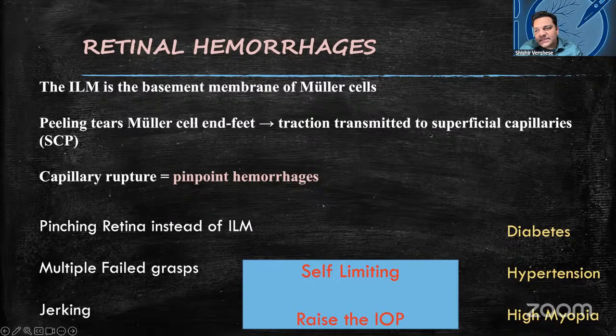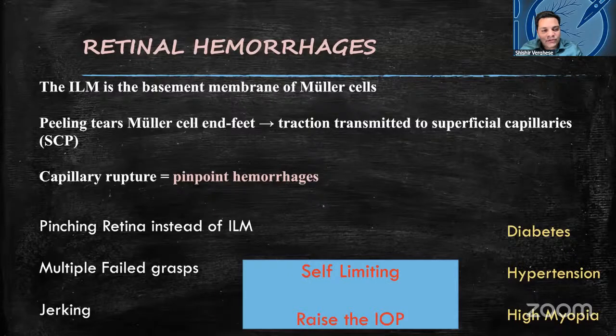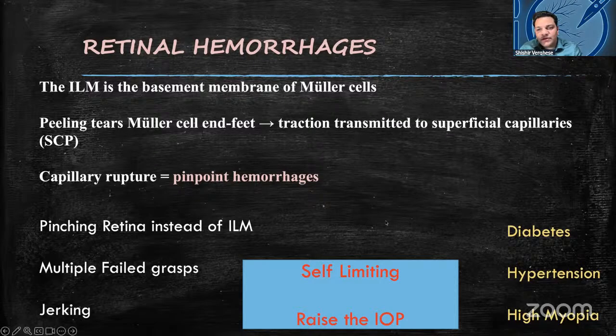Other reasons are pinching the retina: if you go aggressively in, your instrument is not okay, and you pinch, then the bleed can be much larger than what you see when you just peel the ILM. Also multiple failed grasps, and what Dr. Avnish mentioned, the jerking, if that happens. Most of these bleeds, especially if they are because of the peeling of the ILM, are self-limiting, and the only thing you need to do is raise the intraocular pressure.